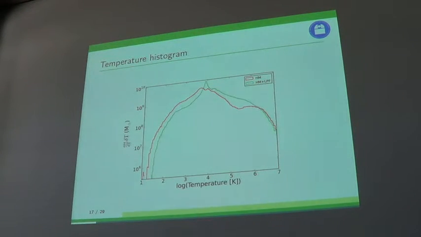The background is relevant to this at a few tenths of Kelvin. Sorry? It's a few tenths of Kelvin. So this is cold gas. It's fully shielded. You cannot get to this temperature. This one you mean? Yes. This, yeah, sure.